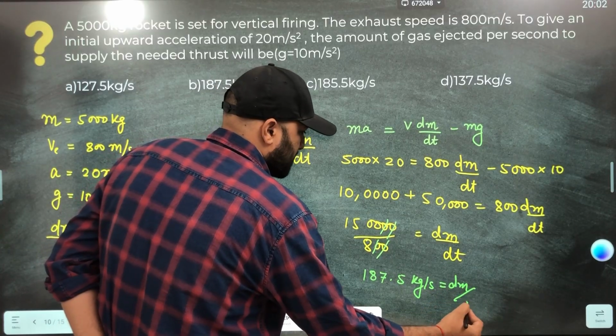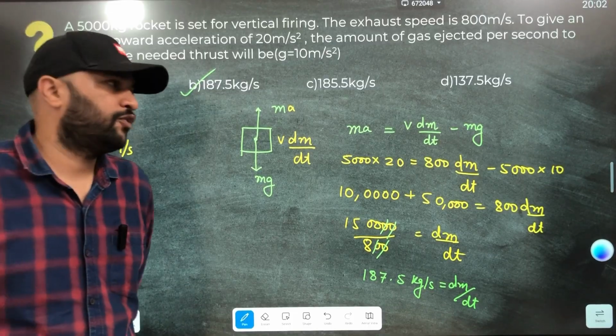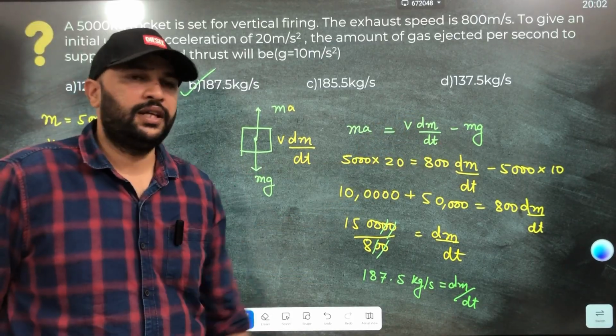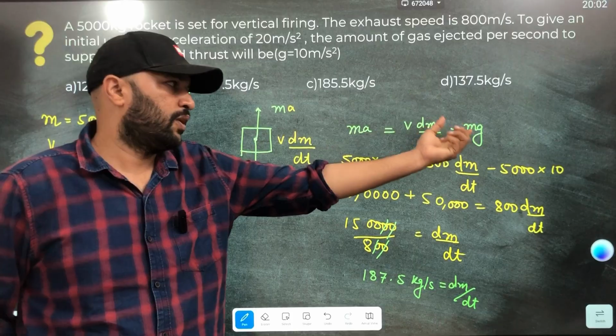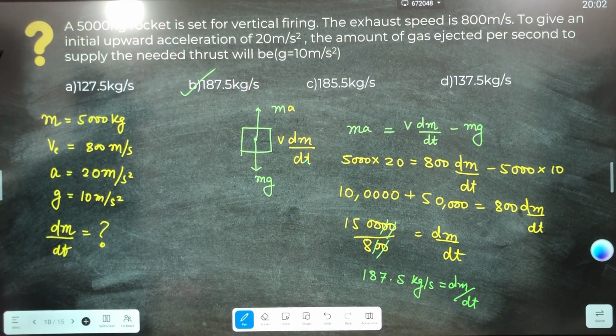I hope this is clear. Option B is correct. Clear? So you have to be very careful with this particular thing. What is making the rocket go up, what is pulling it down, and what will be the resultant, right? Let's see the next problem.